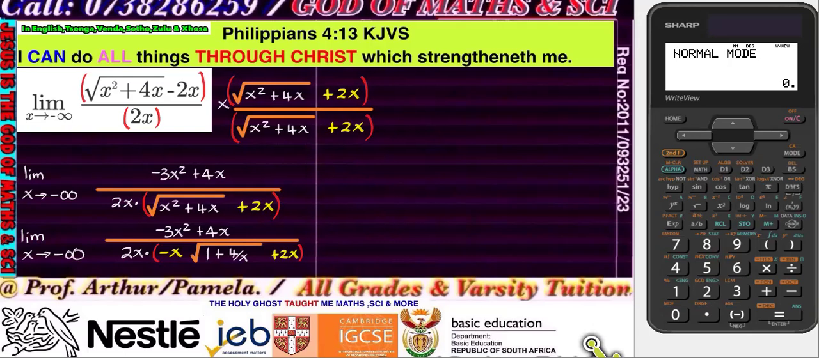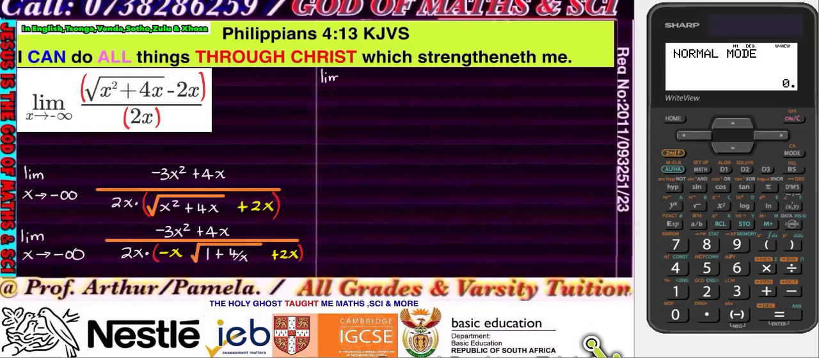So I can remove this rationalization part here. I just need space. Then we've got the limit as x approaches negative infinity. The numerator will never change. We still have negative 3x squared plus the 4x, and then all over.